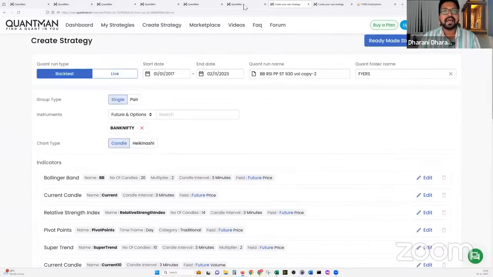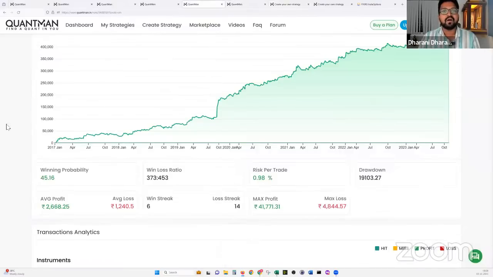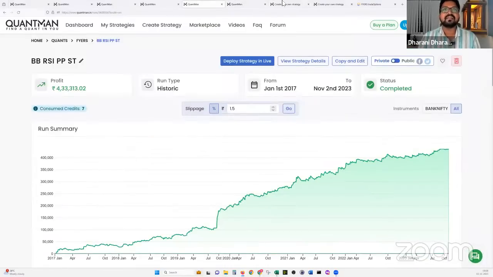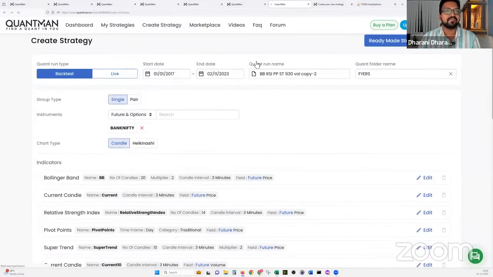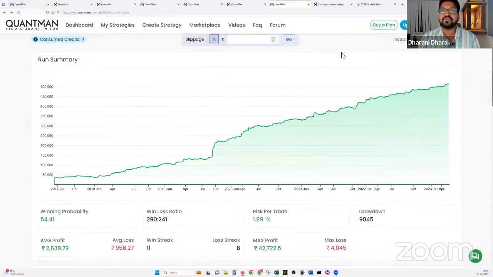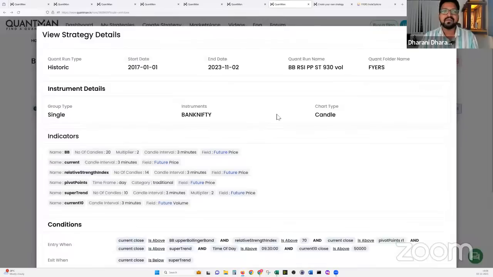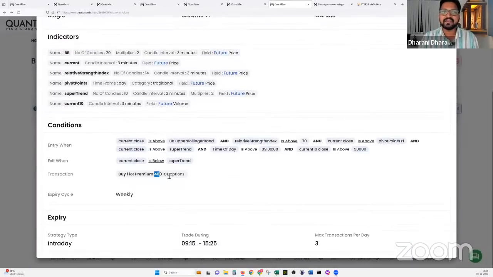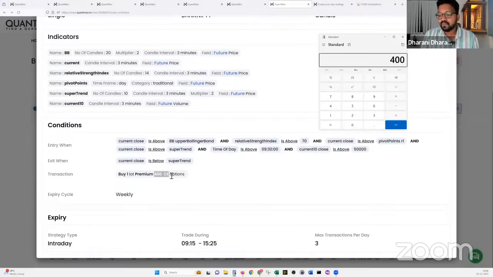People ask me how much margin is required. The margin required is very simple. As of now, we have a premium of 400 rupees, and the lot size is going to be 15, right? So we put 400 into 15, which is 6,000 rupees.